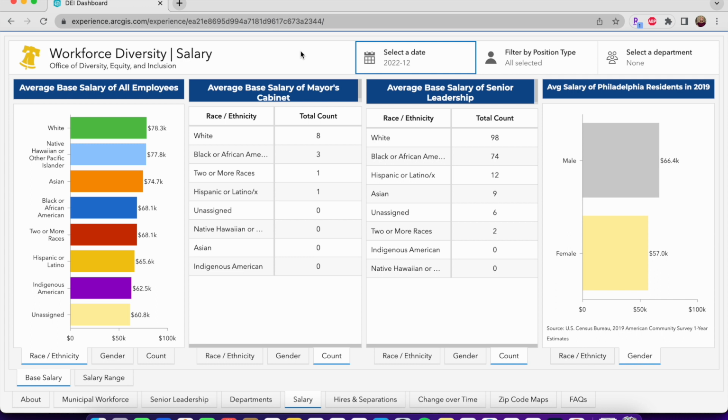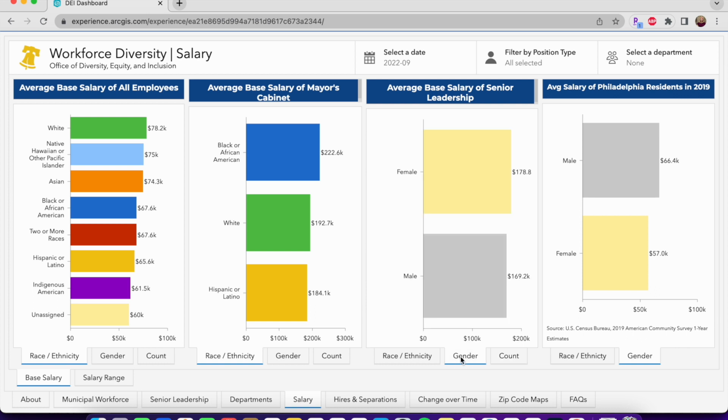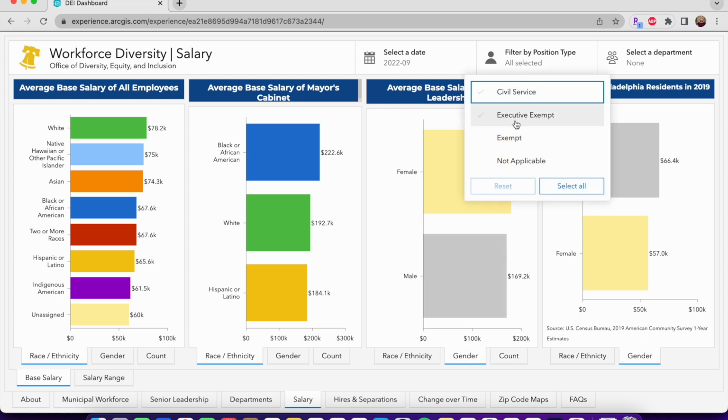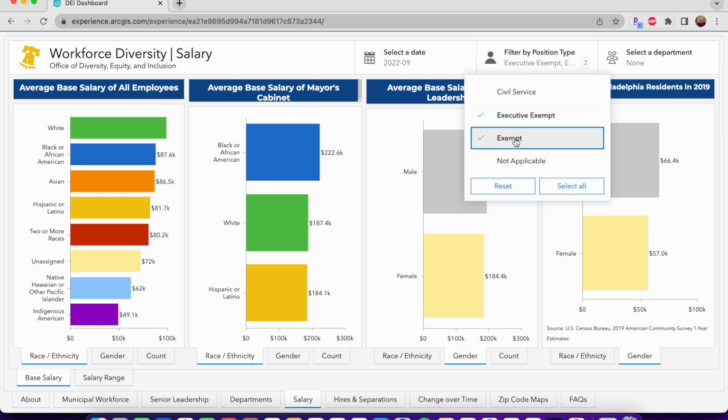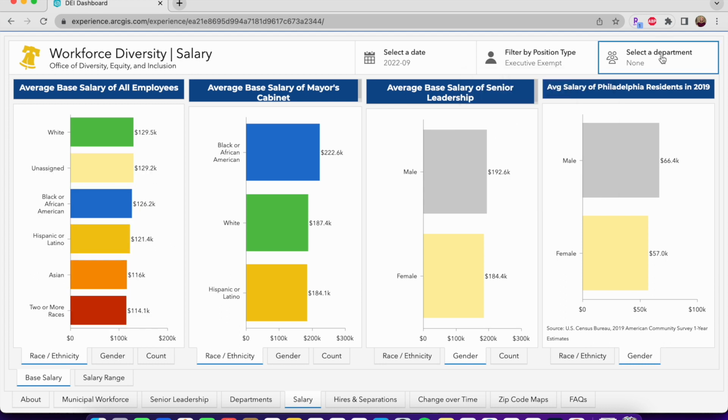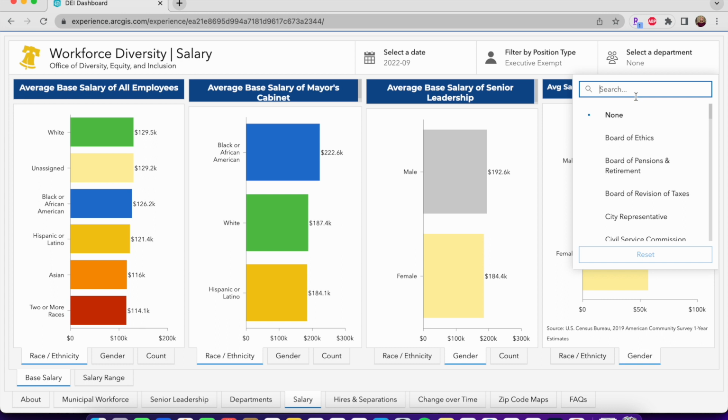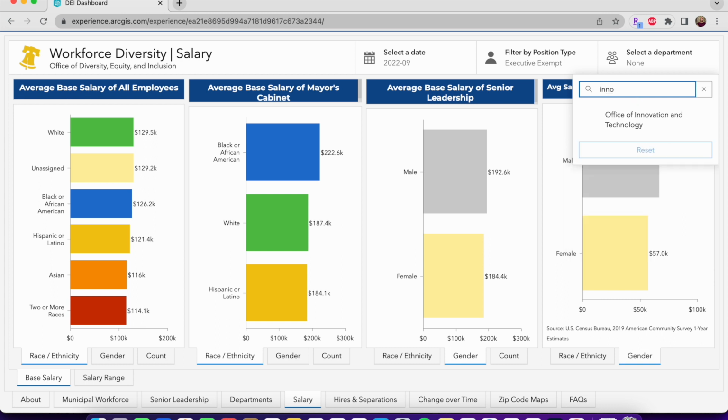The base salary data can be filtered by date, so we can look at some of that. We can again filter by position type if we want to look at all the exempt employees or maybe just the executive exempt. And then we can pick a specific department as well.